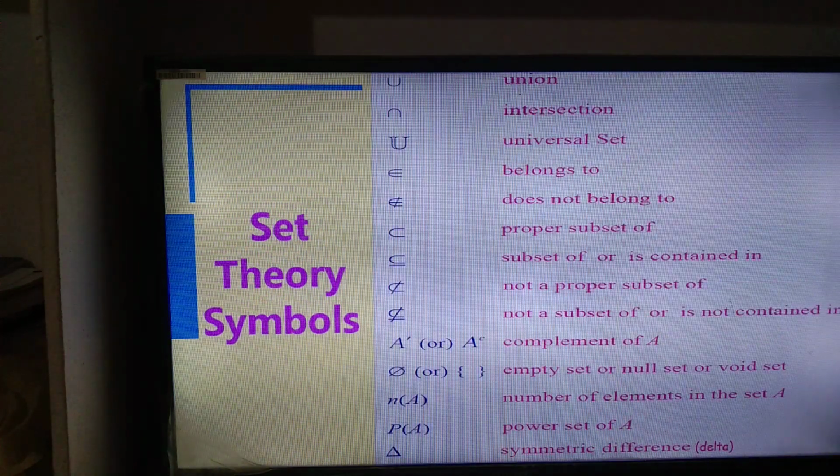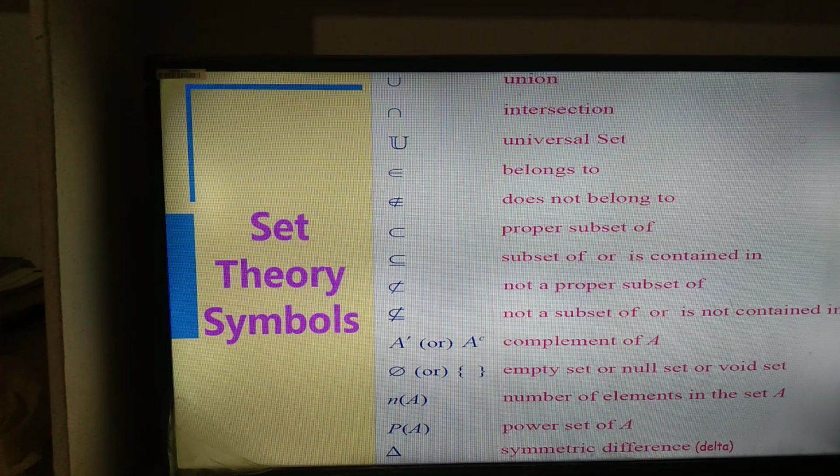Now coming to set theory symbols, let us see. If you observe here, the first one is union, second one is cap, intersection, third one is mu, universal set, the fourth one is belongs to, and fifth one is does not belong to, and then proper subset of, and then subset of or is contained in, not a proper subset of, not a subset of or not contained in, and then A complement, we call it A dash or A cap, empty set or null set or void set, n(A), number of elements in set A, P(A), power set of A, and then delta, symmetric difference. These are the set theory symbols.